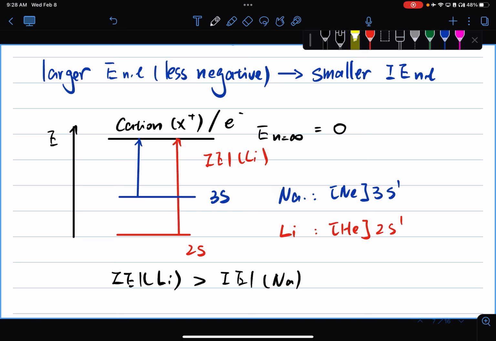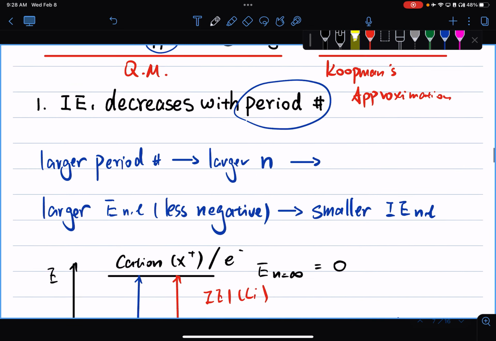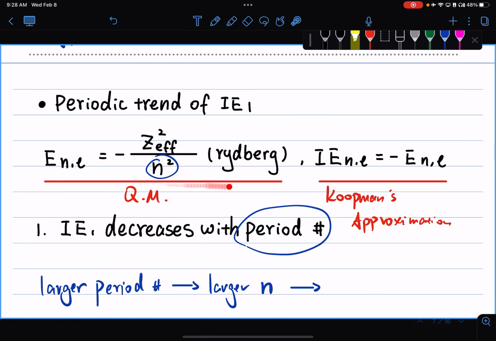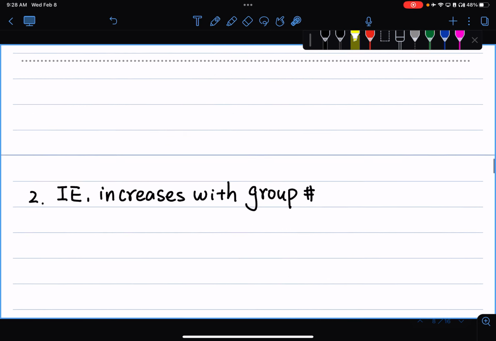All right, so here we're just talking about the effect of the principal quantum number, and the equation we're using are these two equations. The electronic energy of your atomic orbital is negative effective core potential squared over principal quantum number n squared. That's the QM part. And then the ionization energy is roughly negative of that electronic energy of the atomic orbital. So that's along the period. That's talking about the effect of the principal quantum number n.